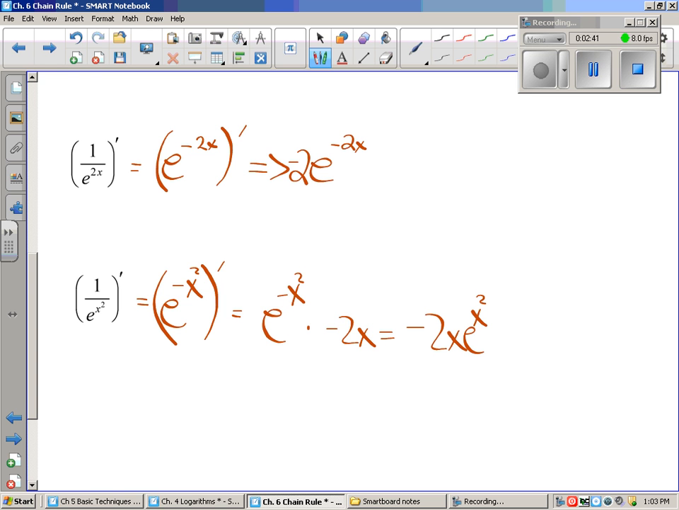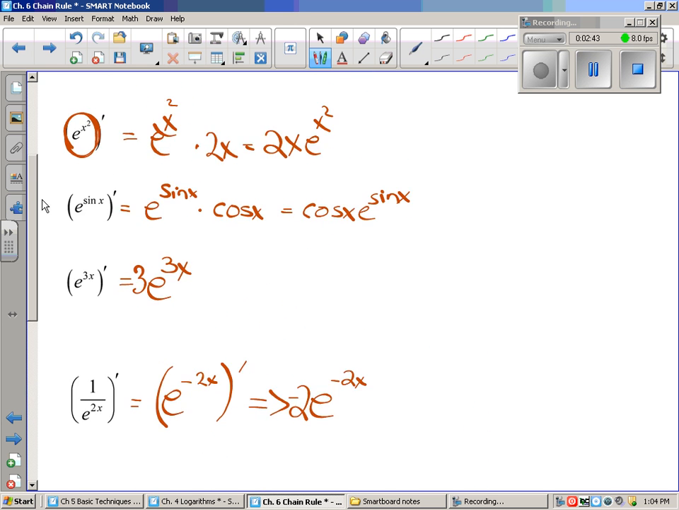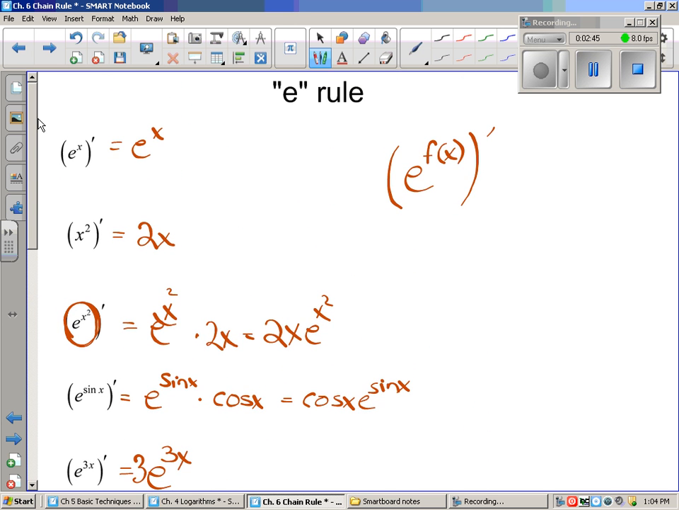It's pretty simple. So let's just go back to this rule. What do you notice is the rule when you have e and then you have a function up in its power? What I would like for you to do is for tomorrow's class, I would like for you to write out what you perceive this rule would be. What is the e rule in a more general sense? Okay, so that's one of the things I'll be checking in your notes.